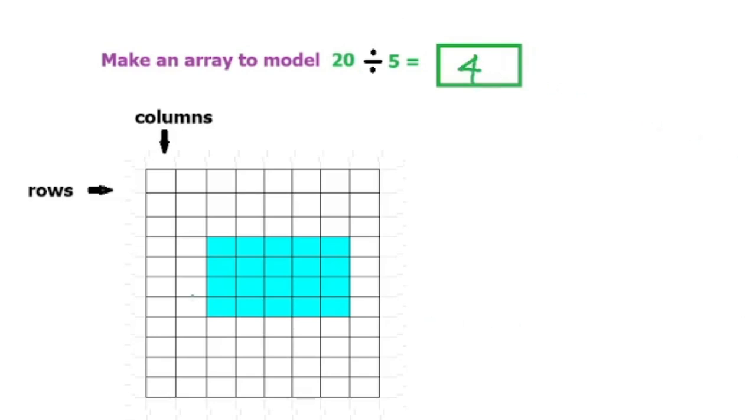Okay, so 20 was divided into 4 rows of 5, right? So here's the rows. 1, 2, 3, 4 of 5. 1, 2, 3, 4, 5.